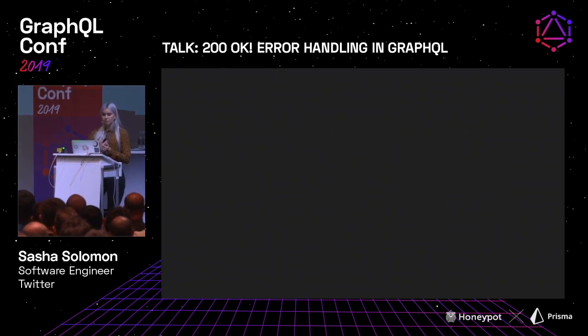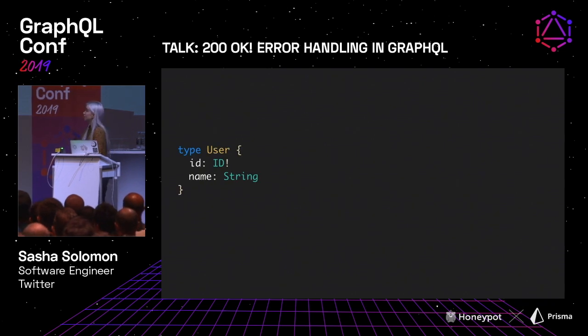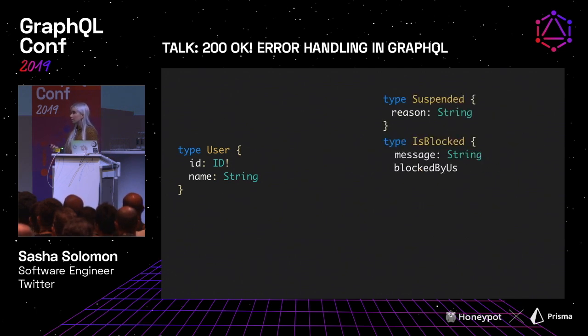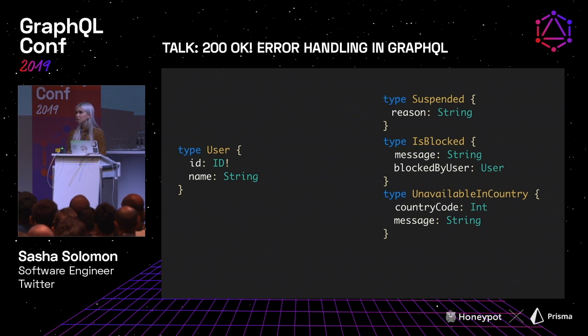So let's look at what this looks like in the GraphQL SDL, our schema definition language. You've probably seen some of this before. So okay, we have our user. It's really simple. There's probably other fields on it. And then we can define all of these other different error types, these result types. So we have suspended, which has a reason. We can have is blocked with a message, and then maybe also blocked by user, so we can figure out who actually blocked them. And then maybe unavailable in country. That might not be related to a user, maybe it is, but we can have a country code and a message.